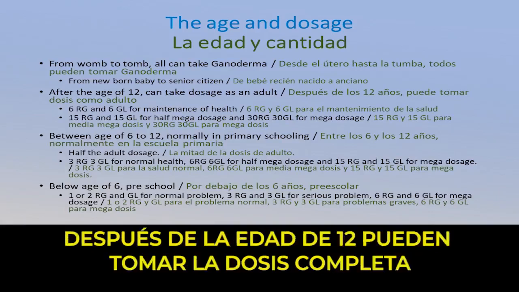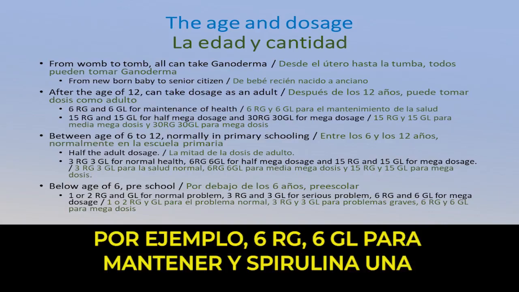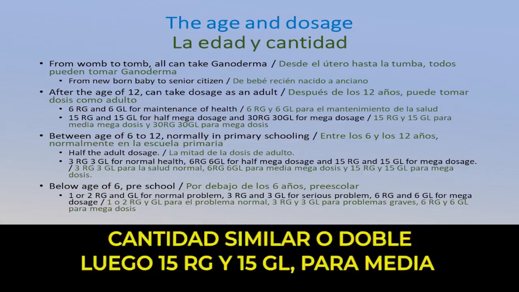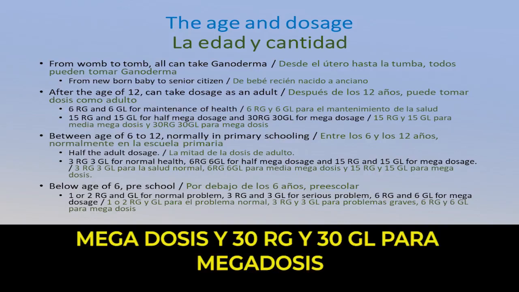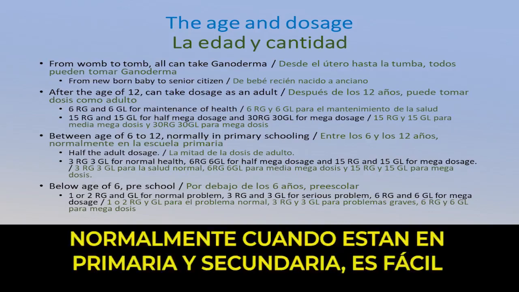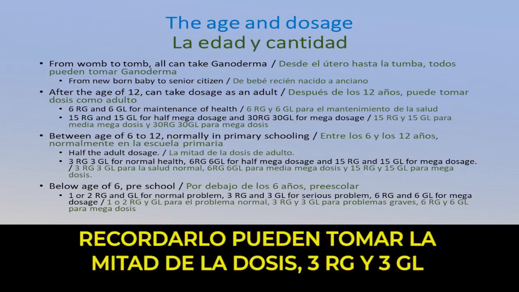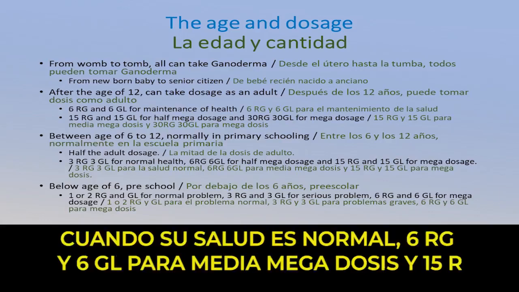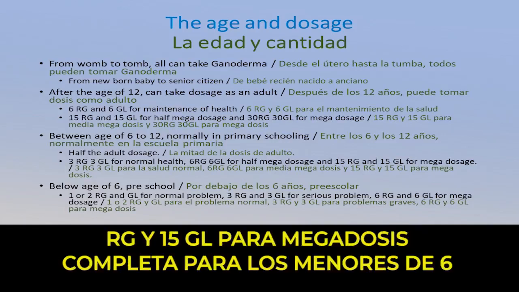So for the adult, after the age of 12, can take the full dosage. For example, 6 Rg and 6 GL for maintenance of health, spirulina a similar amount or double. Then 15 Rg and 15 GL for half mega dosage, and 30 Rg and 30 GL for mega dosage. Then those between the age of 6 and 12, normally those in secondary school, easy to remember, take half the adult dosage. 3 Rg and 3 GL for normal health, 6 Rg and 6 GL for half mega dosage, and 15 Rg and 15 GL for mega dosage.